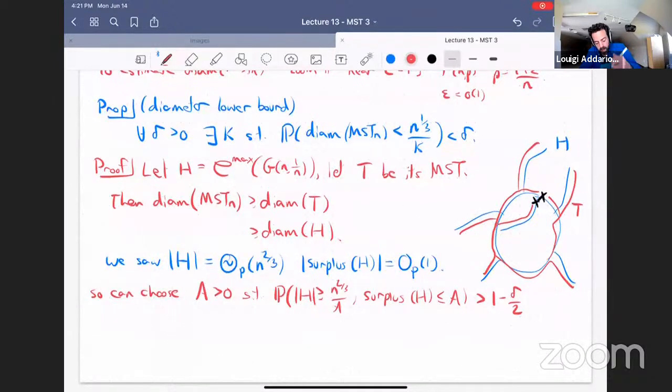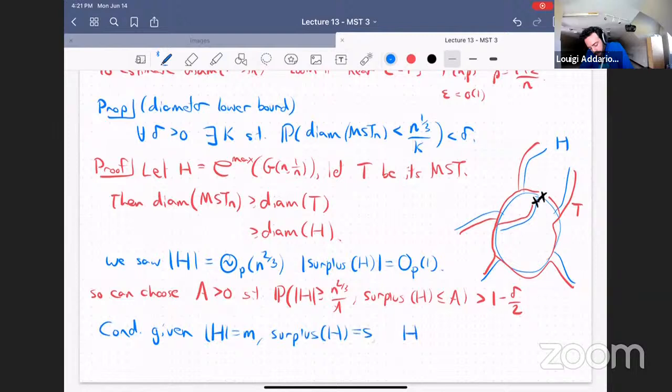But now, what's the structure of H? Conditionally, given the size of H is M and the surplus of H is S, H looks like a uniformly random element of G, so a uniformly random graph with M vertices and surplus S. This is a slight lie, because the vertex set of H isn't 1 up to M, but if we relabel the vertices of H in increasing order so that the labels are just 1, 2 up to M, then this is literally true.